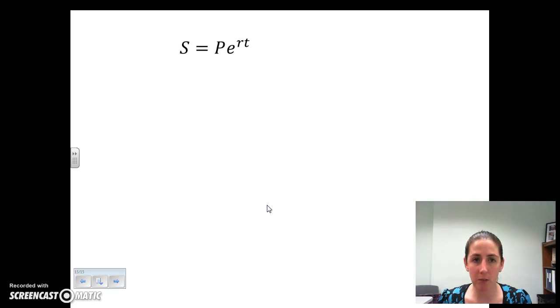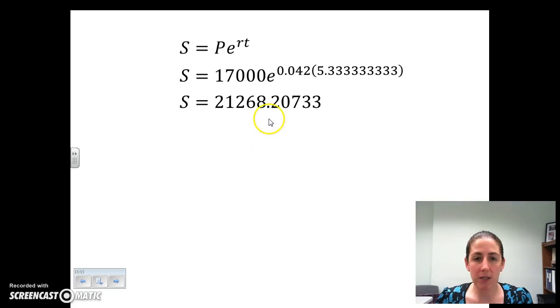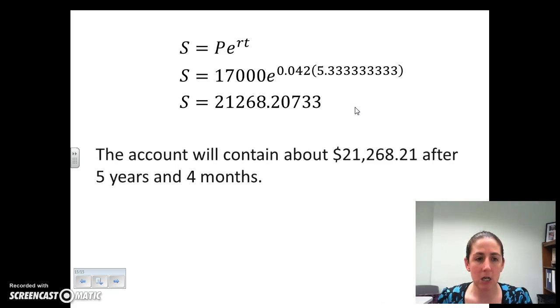So now we can find all the components that we can plug in. Our principal amount is $17,000. e raised to our interest rate, 0.042, times our time, 5.333333. When you put this in your calculator, keep this entire exponent in parentheses, and it turns out to be 21,268.20733. This is future value, so we round to dollars and cents. So the account will contain $21,268.21 if we leave it alone for 5 years and 4 months.